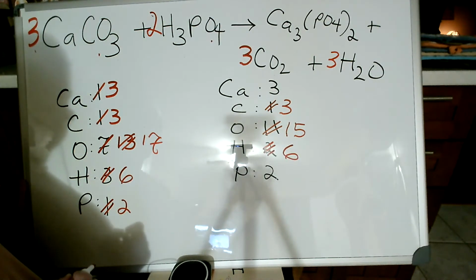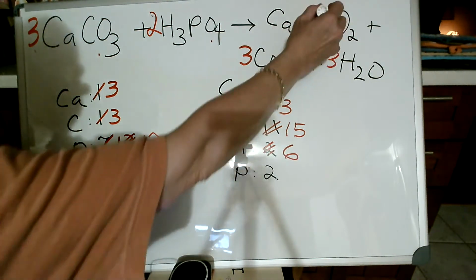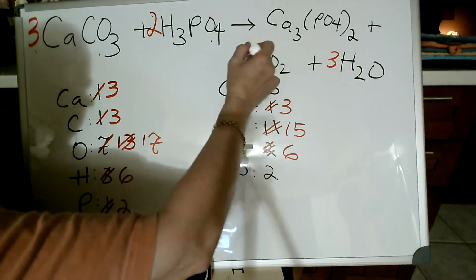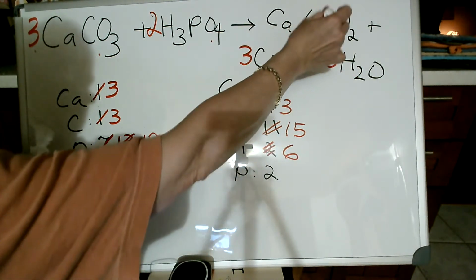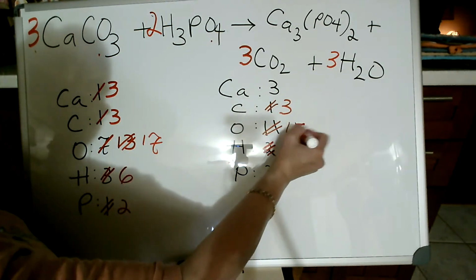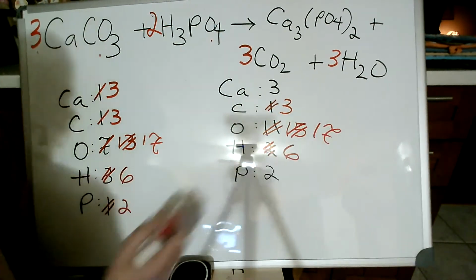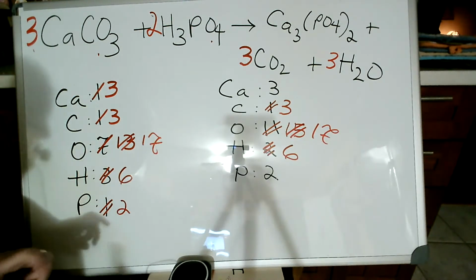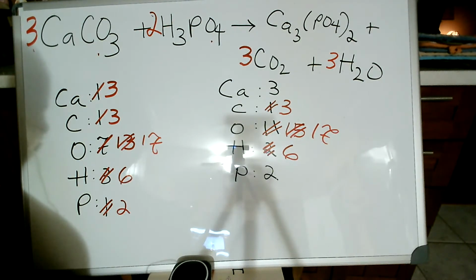And now what we have to do is recount the oxygens. 4 times 2 is 8. 3 times 2 is 6. 8 and 6 is 14. And another 3. Ta-da! 17. See what I said to you about oxygen? It works itself out. Done.